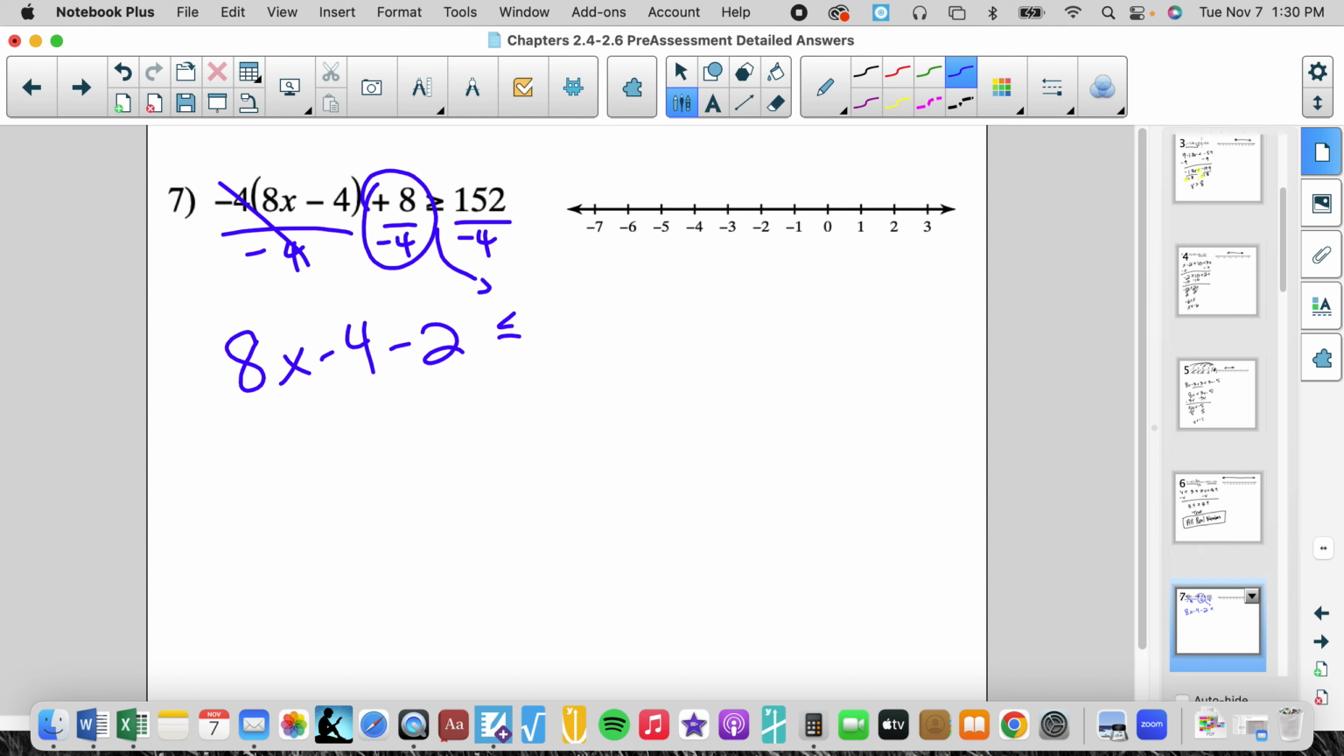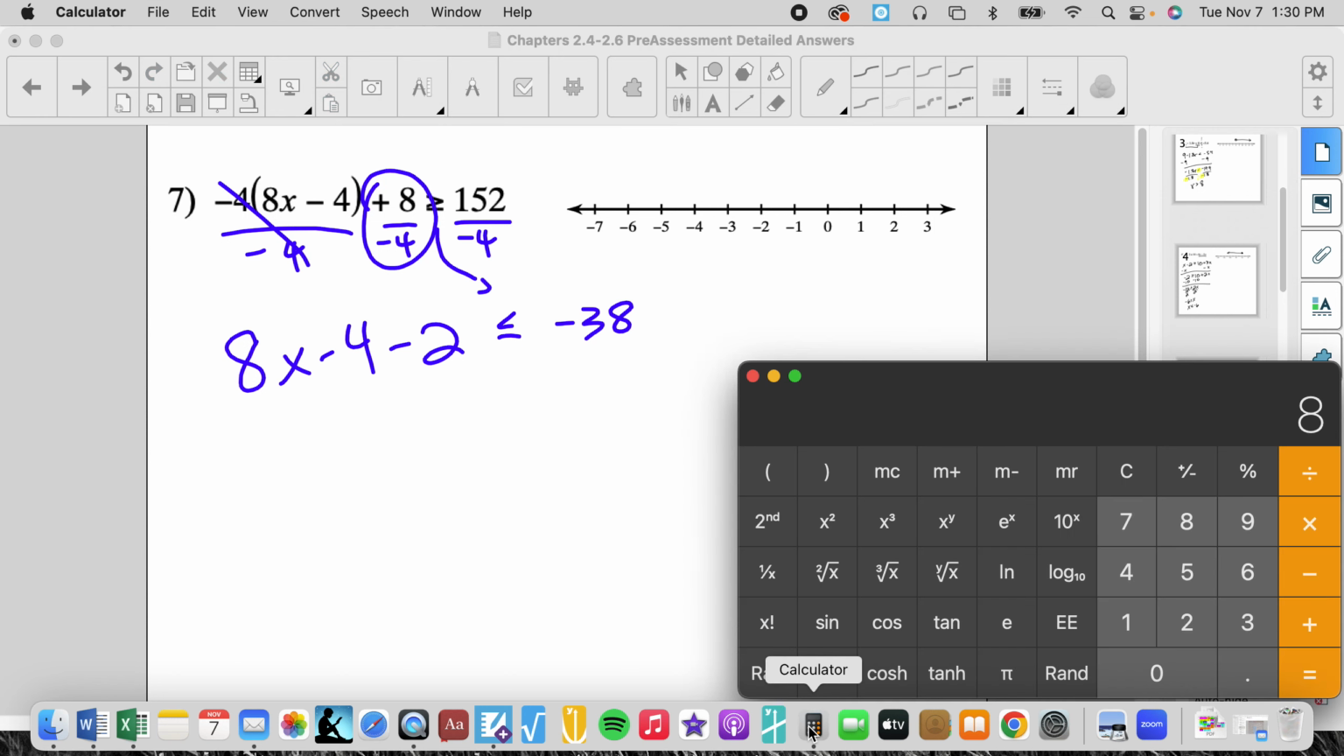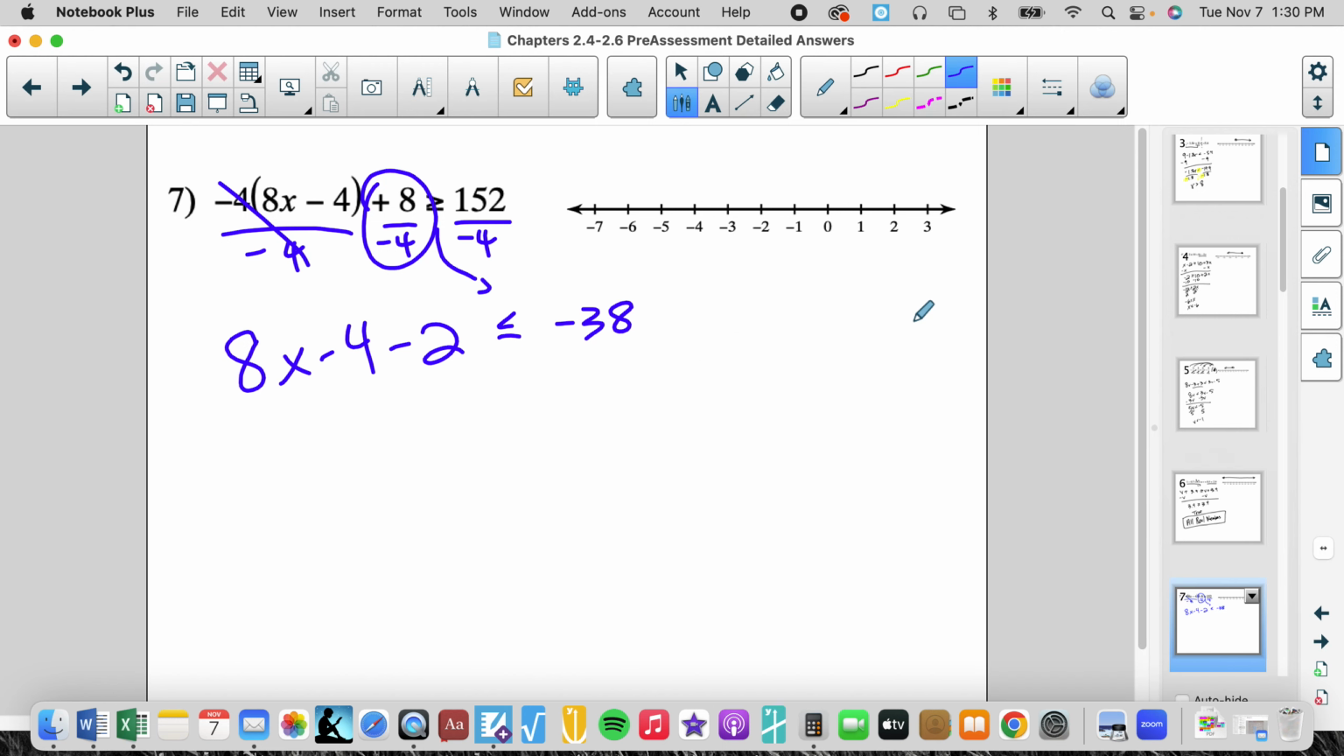And we get negative 38, negative 38. 152 divided by 4 gives me 38. Good. And negative because we divided a positive by a negative. And let's simplify those. 8x minus 6 is less than or equal to negative 38.